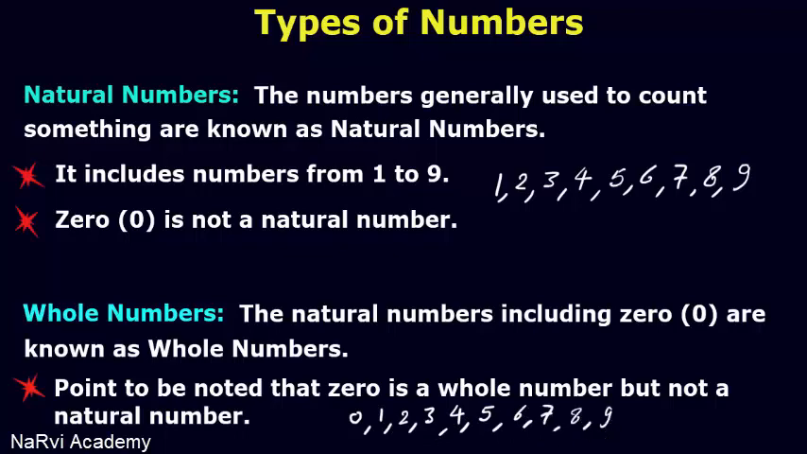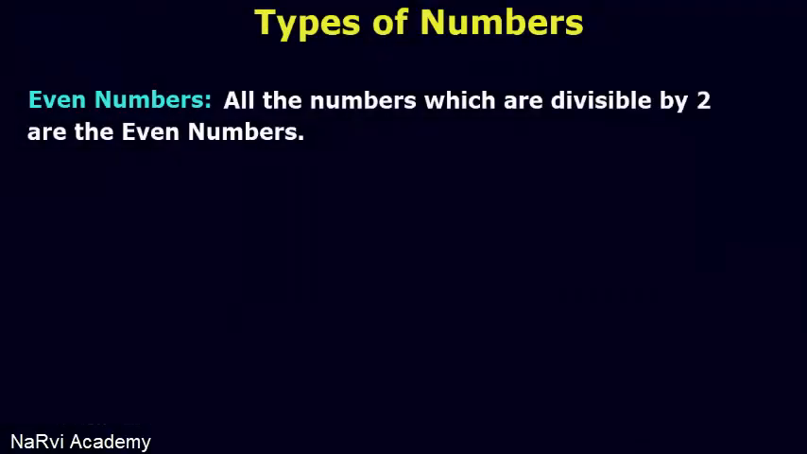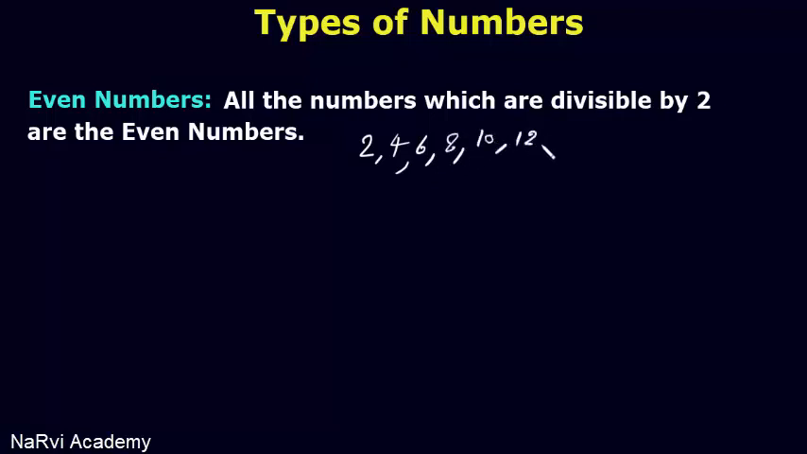Now let's move on to another type of number. Even numbers. All the numbers which are divisible by 2 are the even numbers. The smallest even number is 2, which is divisible by 2. So the even numbers are 2, 4, 6, 8, 10, 12, and so on. These are the even numbers.